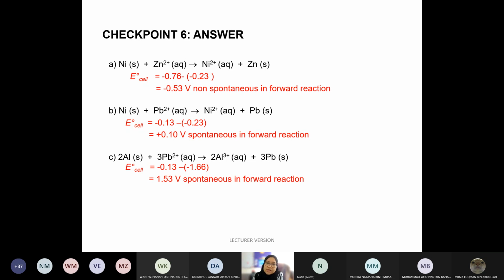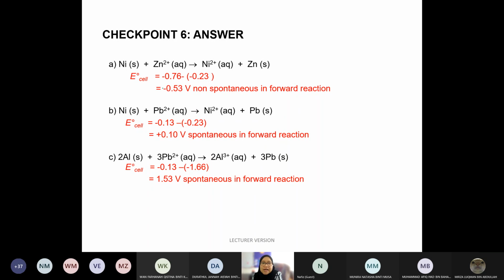Okay, so these are the answers. Maksudnya negative 0.53 volt, non-spontaneous in forward reaction. Maksudnya forward reaction dia non-spontaneous. Tapi kalau kita terbalikkan, I mean nickel undergoes reduction, zinc undergoes oxidation, okay, then it will become spontaneous.